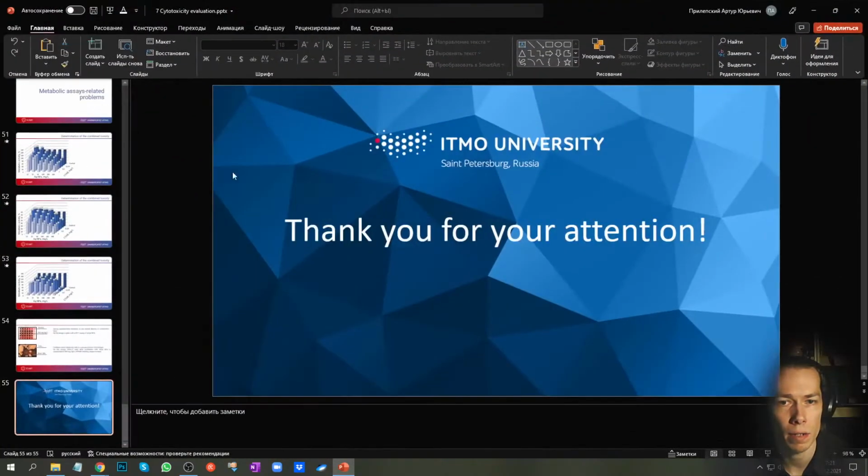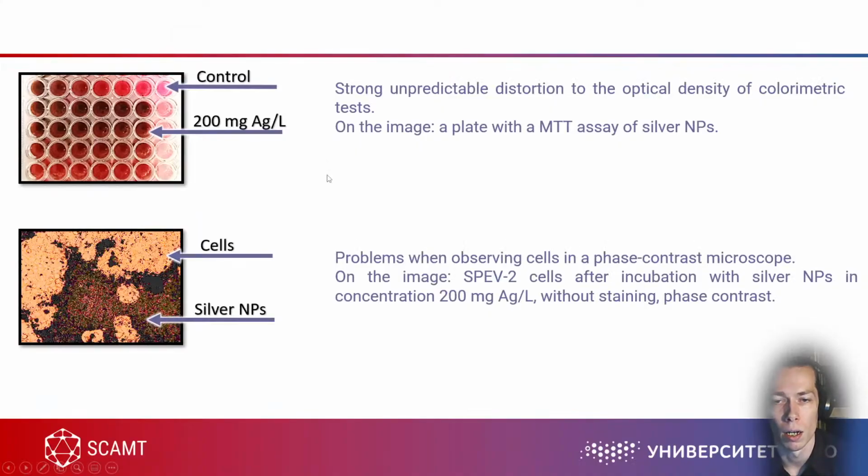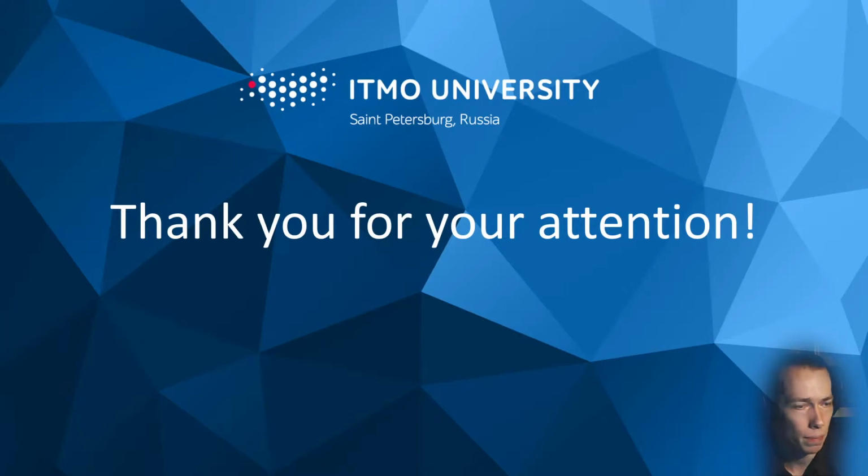So it's very hard to predict what can happen to your sample, not your sample, but with your assay. Well, it was the last slide. So what is the conclusion about all of this? The conclusion is that when you are assessing toxicity of nanoparticles and you don't know what the mode of action is, what the cause of cytotoxicity of your nanoparticles is, you need to perform multiple tests.